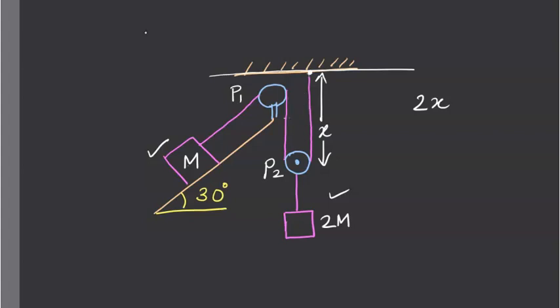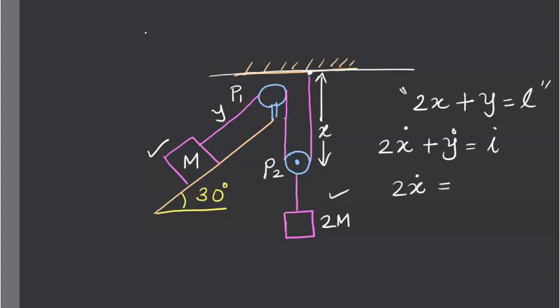Now the remaining length is the one which is here. Let's assume that it is y. So 2x plus y is the total length L. Again we are assuming that the string is inextensible, so this constraint will be true. Now if I differentiate this with respect to time, what I will get is 2x dot plus y dot equal to L dot, but L is constant, so this is 0. So 2x dot is equal to minus y dot.